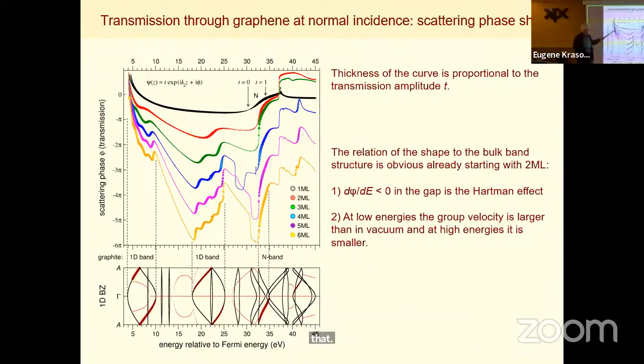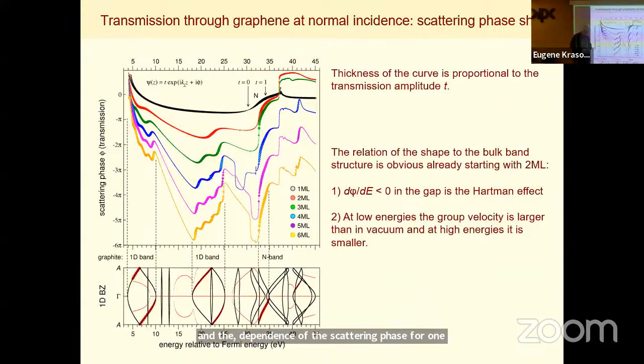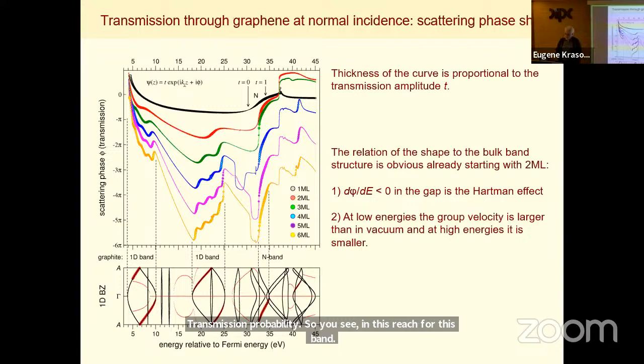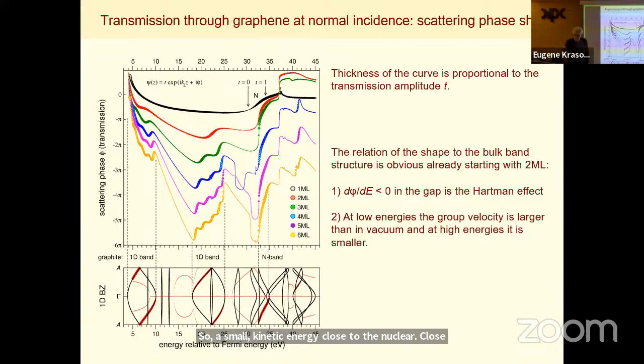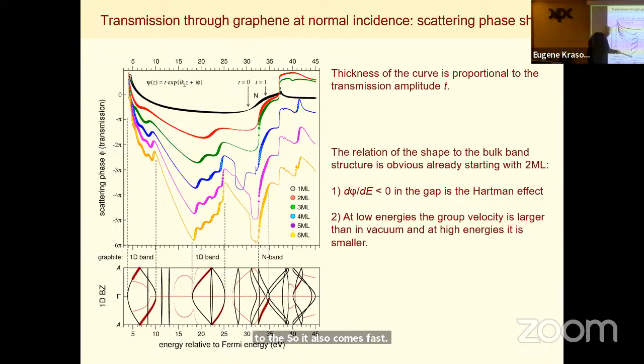And that's how the scattering phase behaves. This is the energy dependence of the scattering phase for 1, 2, etc. monolayers. The thickness of the curve is proportional to the transmission probability. You see here in this region, for this band, the slope is negative on average, which means that there is a scattering advance rather than delay. And this is clear: small kinetic energy close to the nucleus, the electron moves faster, so it also comes faster. Whereas the same situation for that band leads to a positive slope.